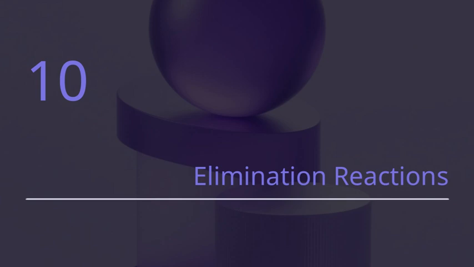One important aspect to remember is that elimination often occurs alongside or instead of substitution, depending on the conditions and the substrate involved. The two main types are E2 and E1 reactions, which differ in their mechanisms and the conditions that favor each. Understanding these mechanisms helps us predict the products of reactions and control the outcome in synthesis. Overall, elimination reactions are crucial for transforming molecules and building more complex structures in organic chemistry.